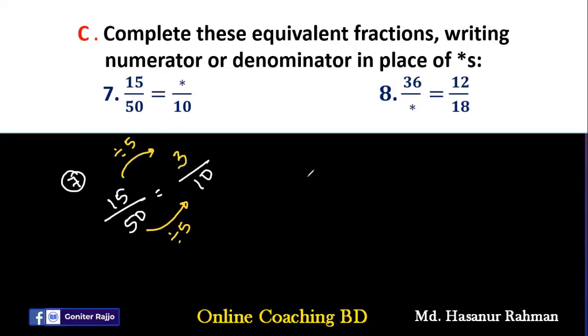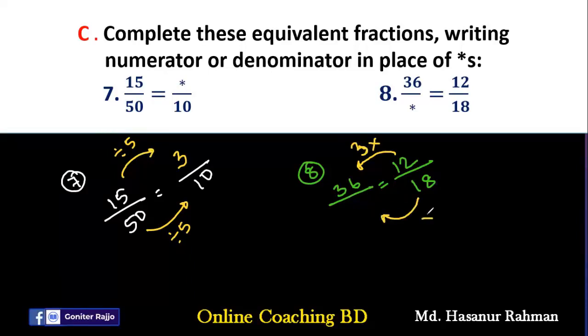Very simple. Now number 8. 36 divided by star equal to 12 divided by 18. Then how can you solve it? Look, if we look at this numerator, then we can see that 36 is greater than 12. That means we have to multiply 12 by 3 to make 36. So 12 multiplied by 3, 36. So 18 multiplied by 3, 54. Because we know that we have to multiply the numerator and denominator by same number.